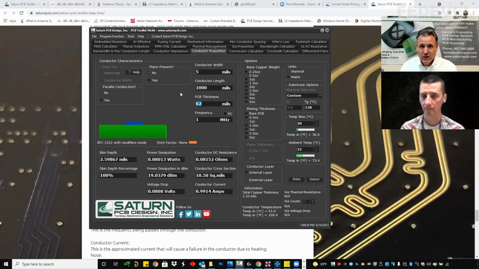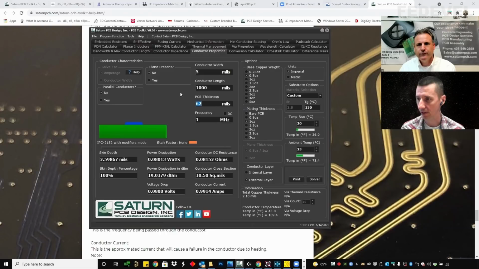So bottom line is if you don't need the modifiers, if you're not on the hairy edge, use it without modifiers and you'll never go wrong. If you truly need to carry 10 amps on a 5 mil trace, then by all means put the modifiers in. But just keep in mind they're just guesstimates based off the 2152. I'm not saying they're not accurate. I'm just saying, it's not some hardcore simulated result.